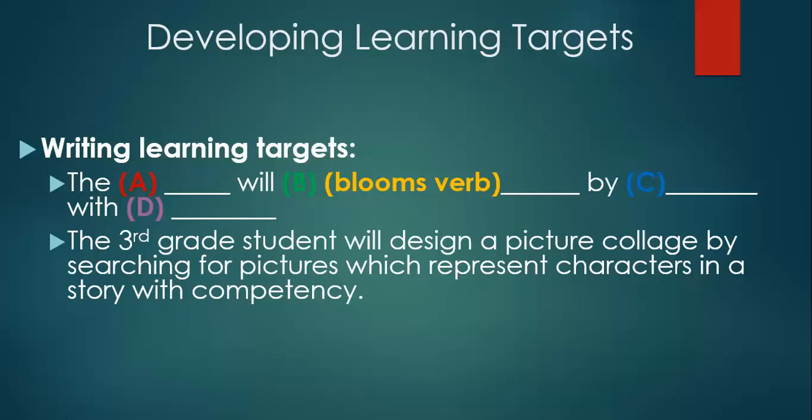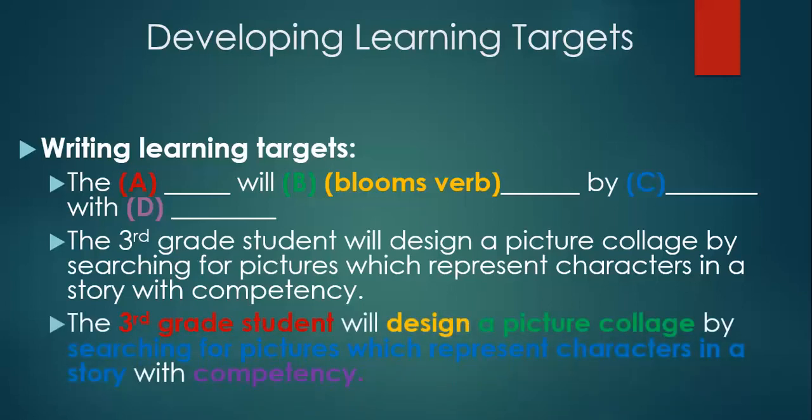To break that down into its components, we see that the third grade student is our audience. What are we asking them to do? There's our Bloom's verb, design. But our behavior is we're asking them to design a picture collage. Under what conditions? By searching for pictures which represent characters in a story. And what degree of mastery are we looking for? With competency at this level. We're not doing a formal assessment. We're saying, are they able to complete this activity successfully? So when you put together your projects and things that you're doing for this particular lesson, you're going to utilize these concepts in that process.